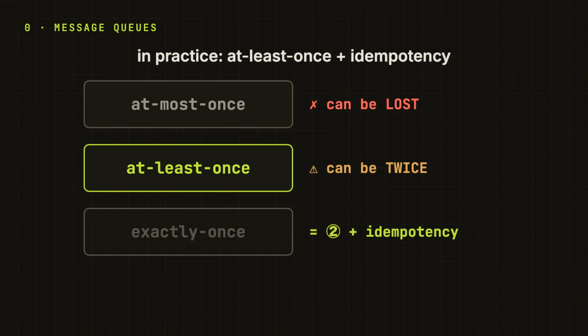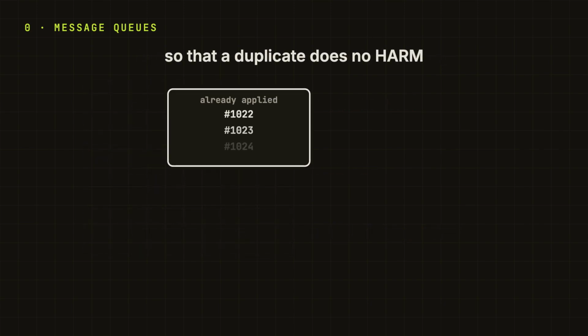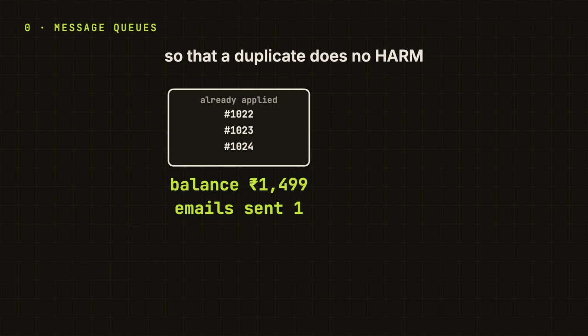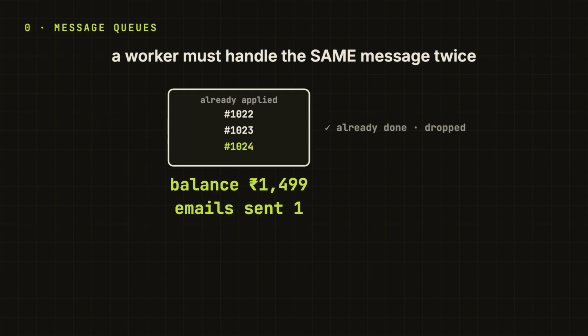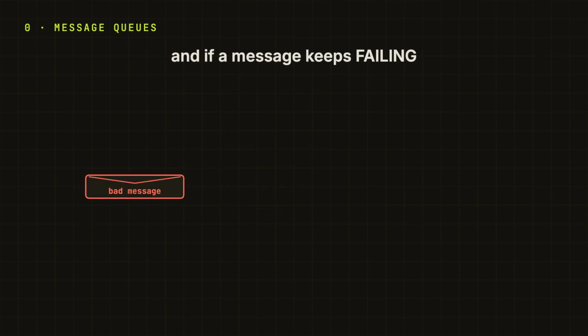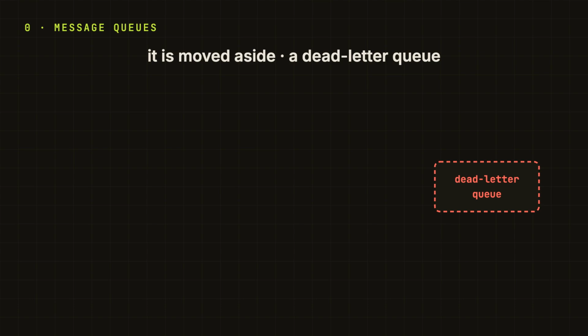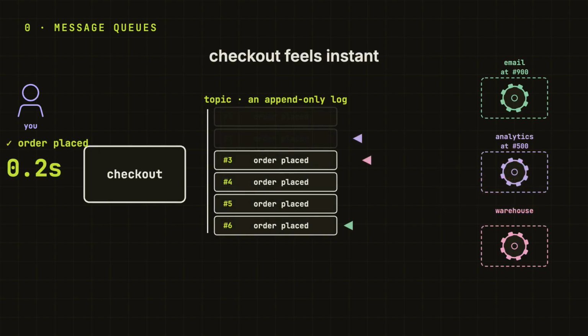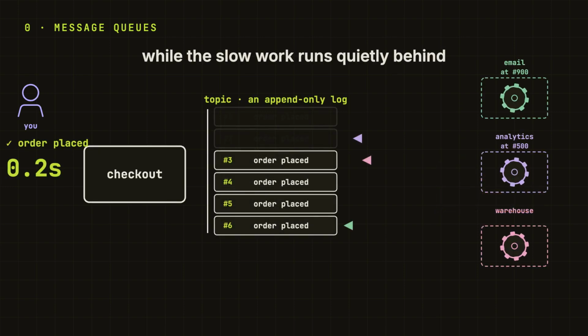So in practice, it is usually faked by using at least once plus idempotency, so that a duplicate does not harm. Because most systems are at least once, your workers must be able to handle the same message twice without doing damage. For example, not sending two emails or not charging twice. That safety property is called idempotency, and we will come back to it shortly. And if a message keeps failing, it gets moved aside into a special dead letter queue, so it does not block everything else. So, in our store, message queues let checkout feel instant, while the emails, receipts, and analytics happen quietly in the background.